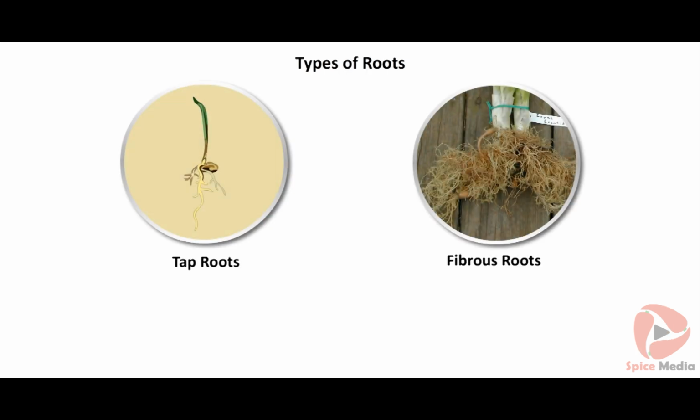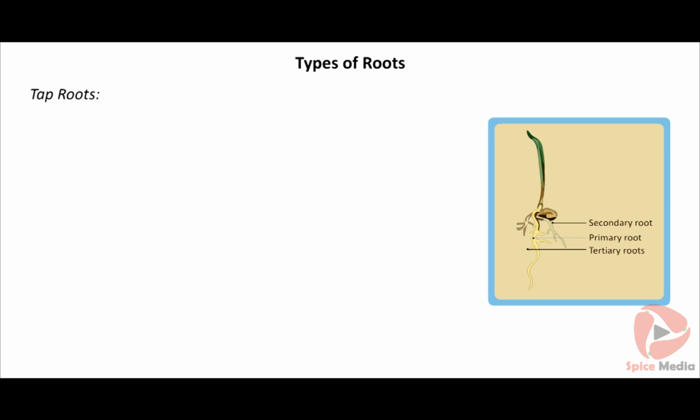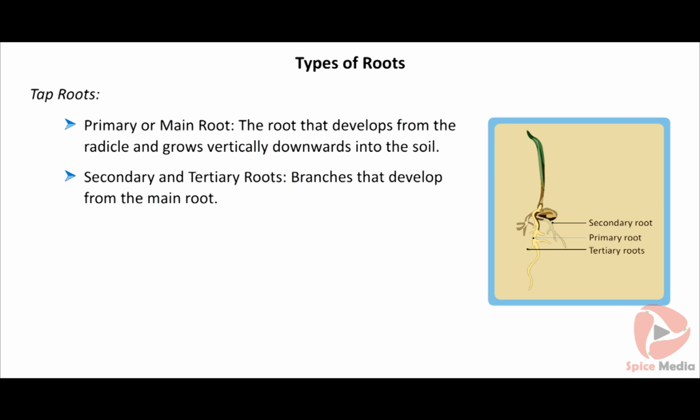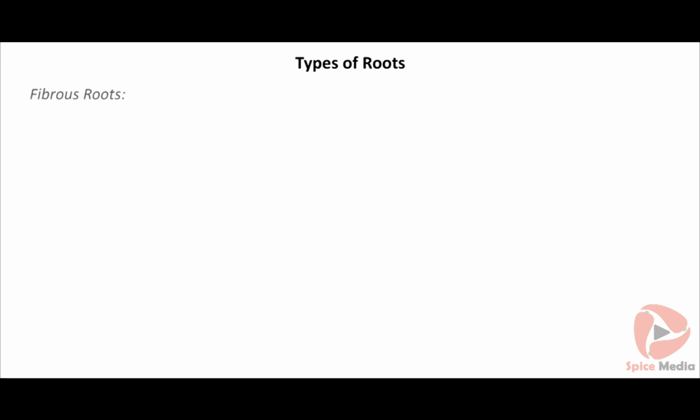Types of roots. Roots are of two types, taproot and fibrous root. Click the name of a root type to know more. The root that develops from the radicle and grows vertically towards the soil forms the main root. From the main root, other sub-branches arise, which are called secondary roots and tertiary roots. The primary root and its branches constitute the taproot system. Example, mango tree, balsam plant.